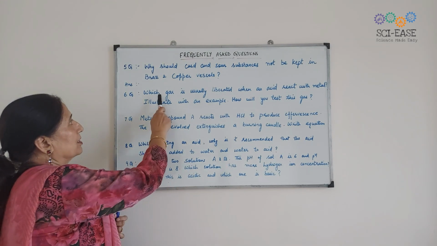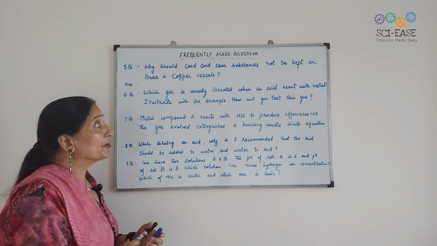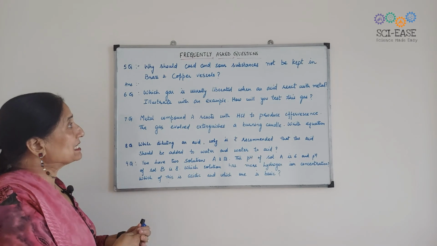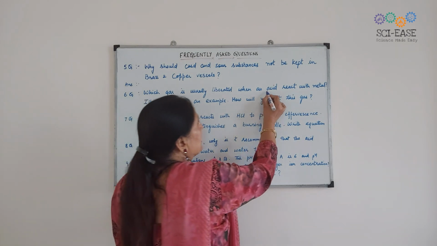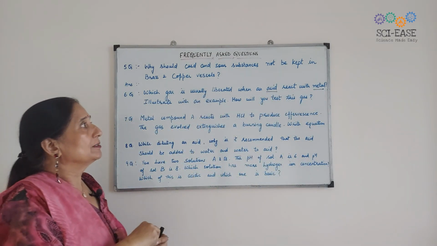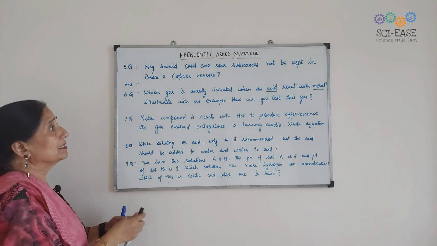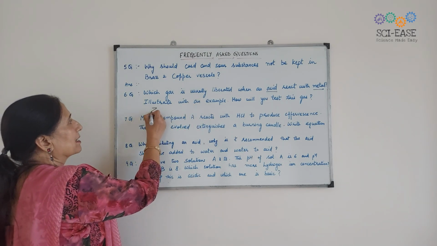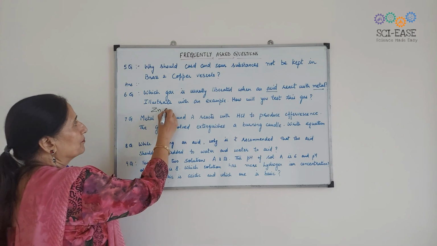Now next question. Which gas is usually liberated when an acid reacts with metal? Illustrate with an example. When acid reacts with metal, suppose the metal is zinc. So I am taking here zinc. Zinc is a metal.